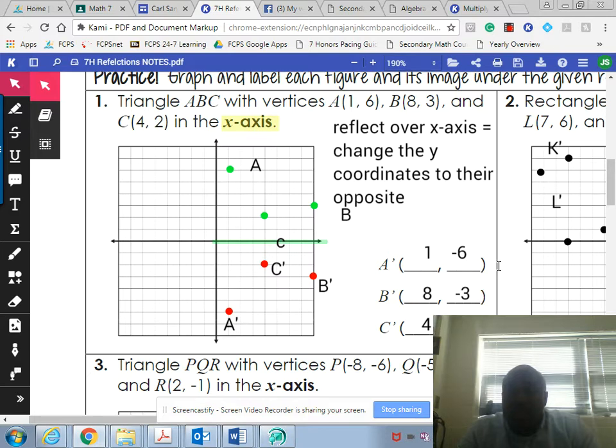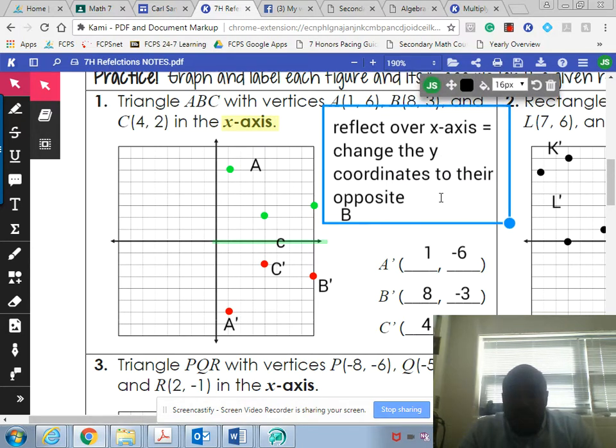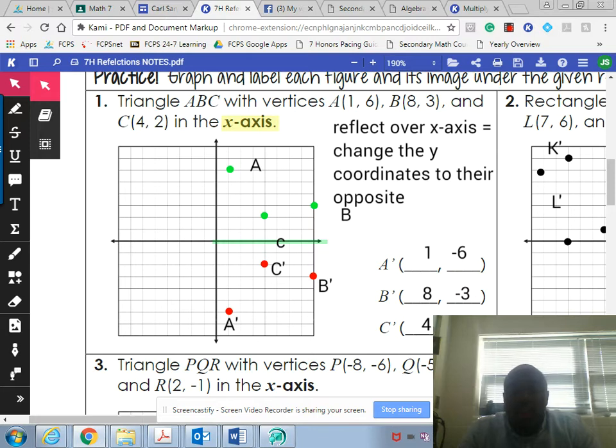So one thing I want you to notice is that on all of these different transformations, when we reflected it across the x-axis, all of the y values change to their opposites. And that's exactly what the rule is when we reflect across the x-axis. If we reflect over the x-axis, all we need to do is change the y coordinates to their opposites, and we have exactly what the new coordinate is going to be.